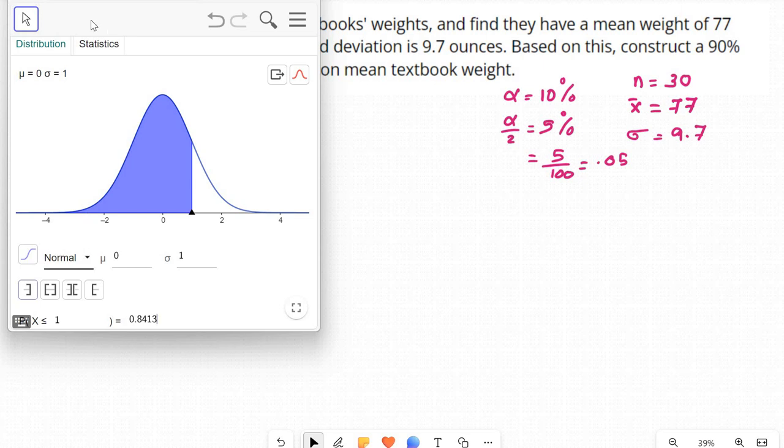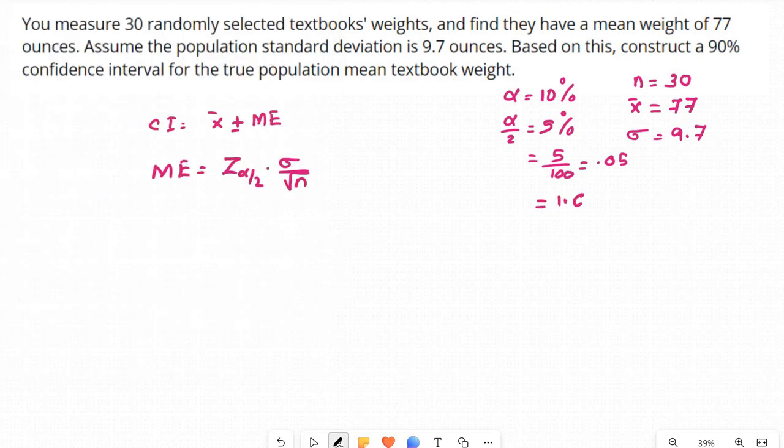By inputting that value here, 0.05, we'll get the value as 1.6449, and so we can take it as 1.64. That is the Z alpha by 2 value. Okay, so we can input that value here. It is 1.64 times sigma 9.7 over square root of n, that is 30.